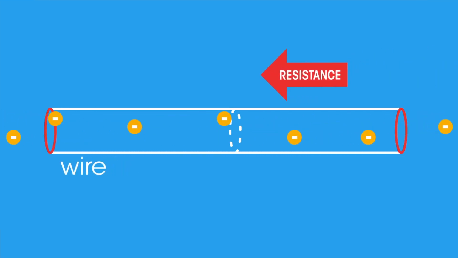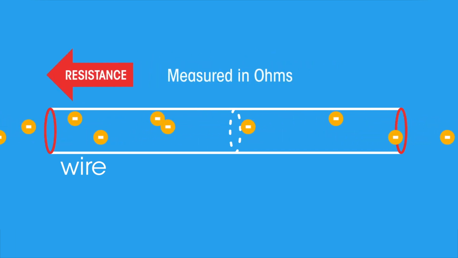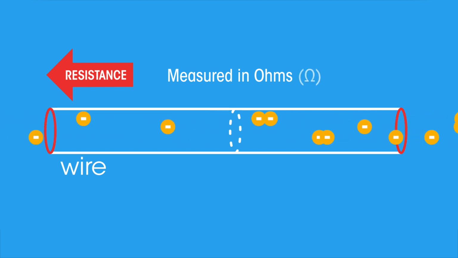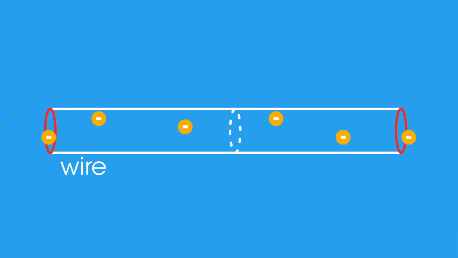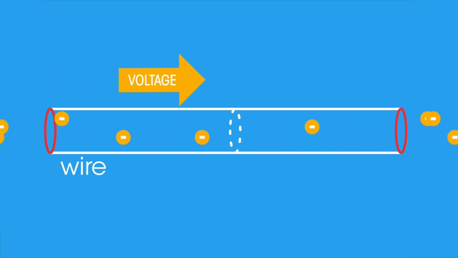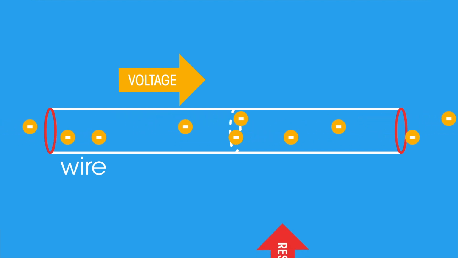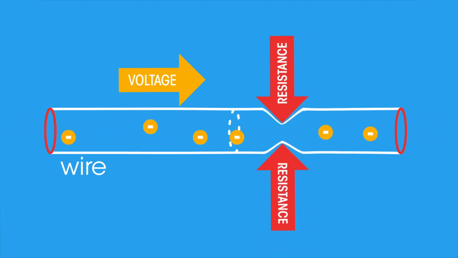Resistance is a measure of the opposition to current flow in an electrical circuit. Resistance is measured in ohms, symbolized by the Greek letter omega. The higher the resistance, the more difficult it is for a current to flow. A good way to think about electricity is voltage as the force pushing the current around, and resistance as if the pipe carrying the current narrows.